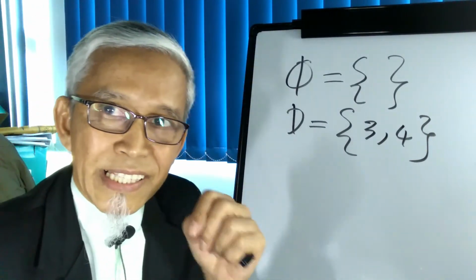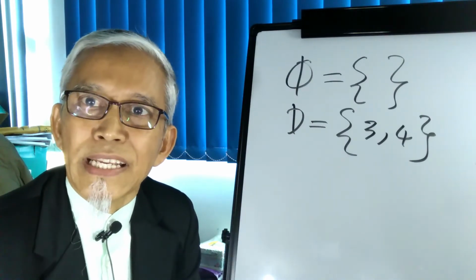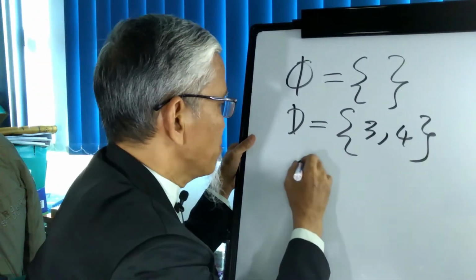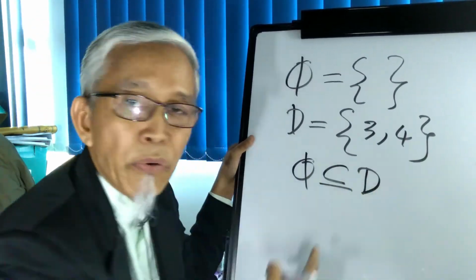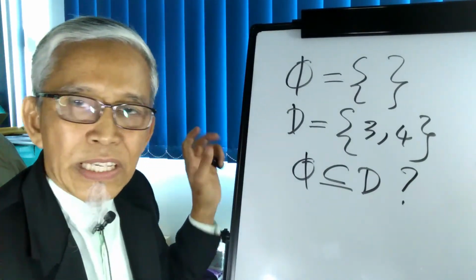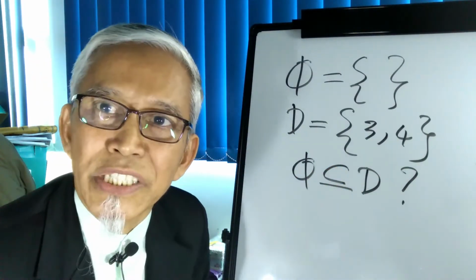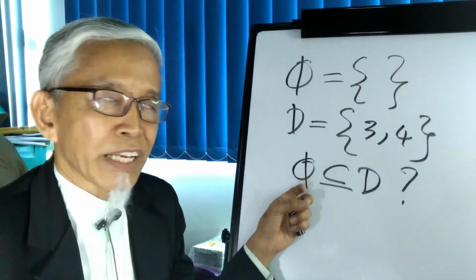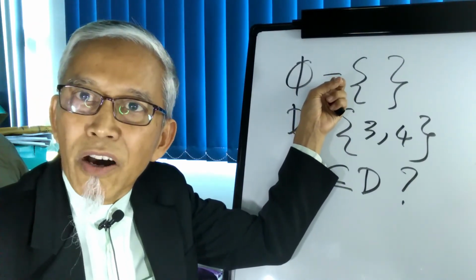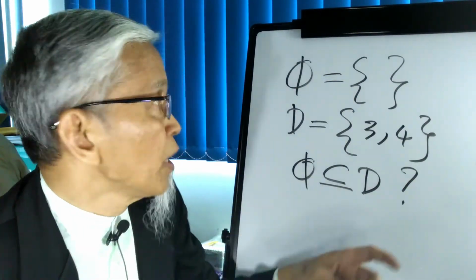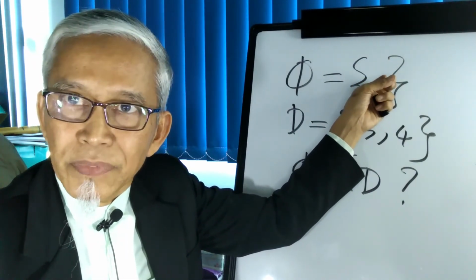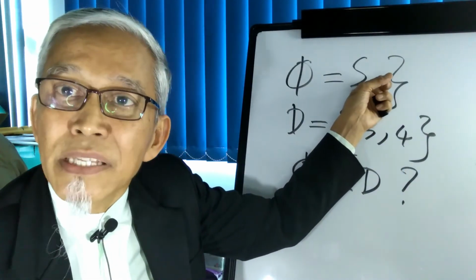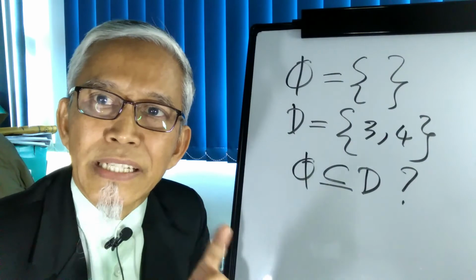Whenever we have two sets like this, we can check whether one is a subset of the other. What I want to check now is whether the empty set is a subset of set D. Is this true or not? That's the question, right? According to the definition, in order for us to decide whether a set is a subset of another set, what we have to show is that all elements in this set are also elements in this set. But this set is an empty set. There is nothing inside, no element inside.